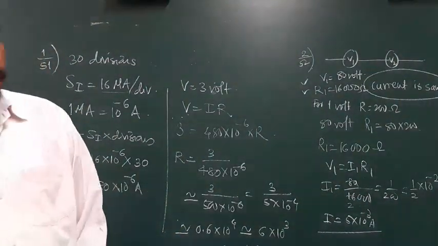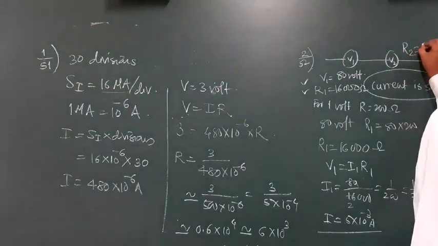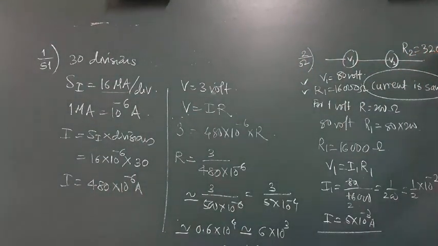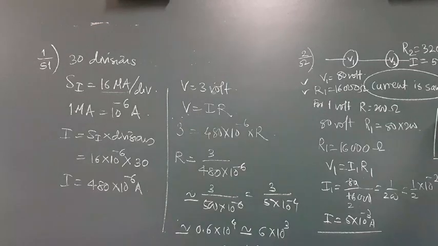For V2, its resistance is given. That is, the resistance is 32 kilo, that is 32,000 ohm. The current flowing through it is given, that is I is 5 into 10 raised to minus 3. From this we can easily find out V2. V2 is given by I multiplied by R2.